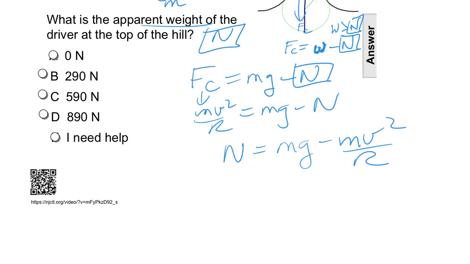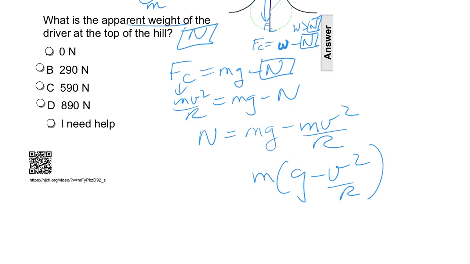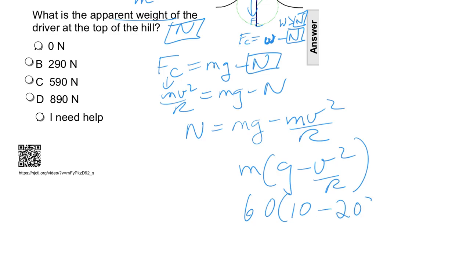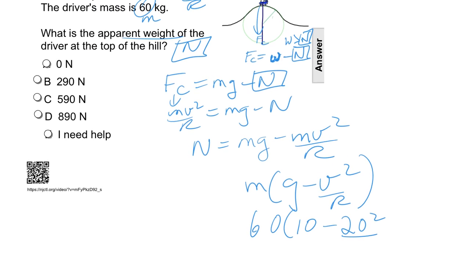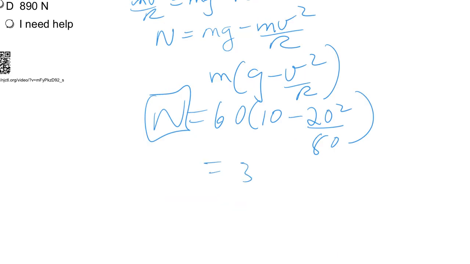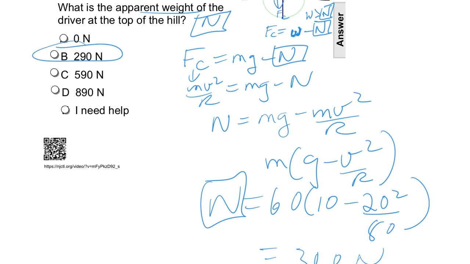So I can just take out the m and plug your values in. Okay, so 60 times 10 minus 20 squared over 80 for the radius. That is the normal force in newtons. I get 300 newtons. They're using 9.8. That's why they're getting 290.